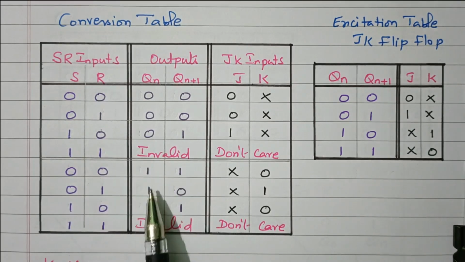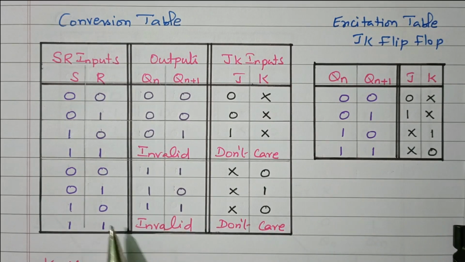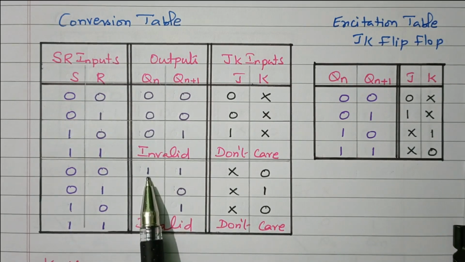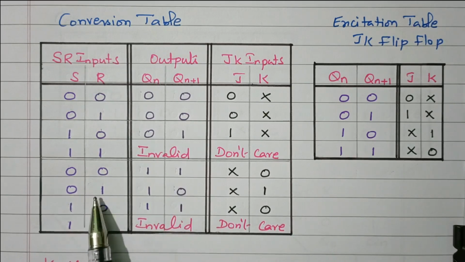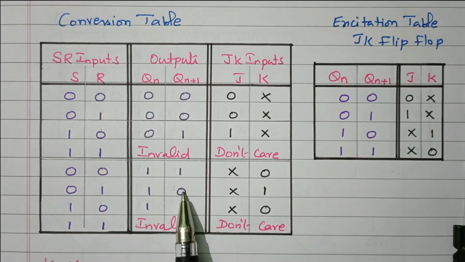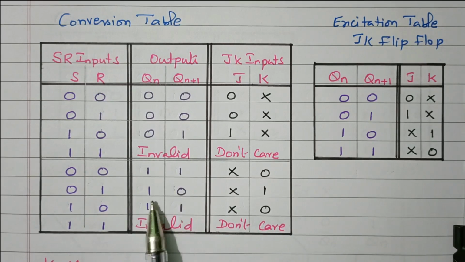Again, the same thing repeated if the present state is 1. 0 0 means no change. Present state 1 means next state also 1. 0 1, 0 means reset. Reset means it will reset the output to 0. If 1, it changes to 0. 1 0, 1 0 means set. Already 1 is there, so it will maintain 1. 1 1 means invalid.